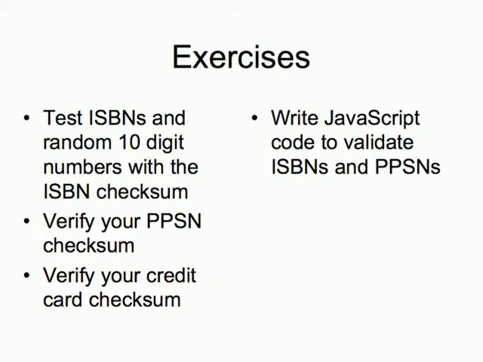The ISBN algorithm and the credit card algorithms are very common because, of course, those numbers are used globally. And the ISBN is unusual because sometimes there's an X at the end. Some of these algorithms are more difficult than others to code in JavaScript.